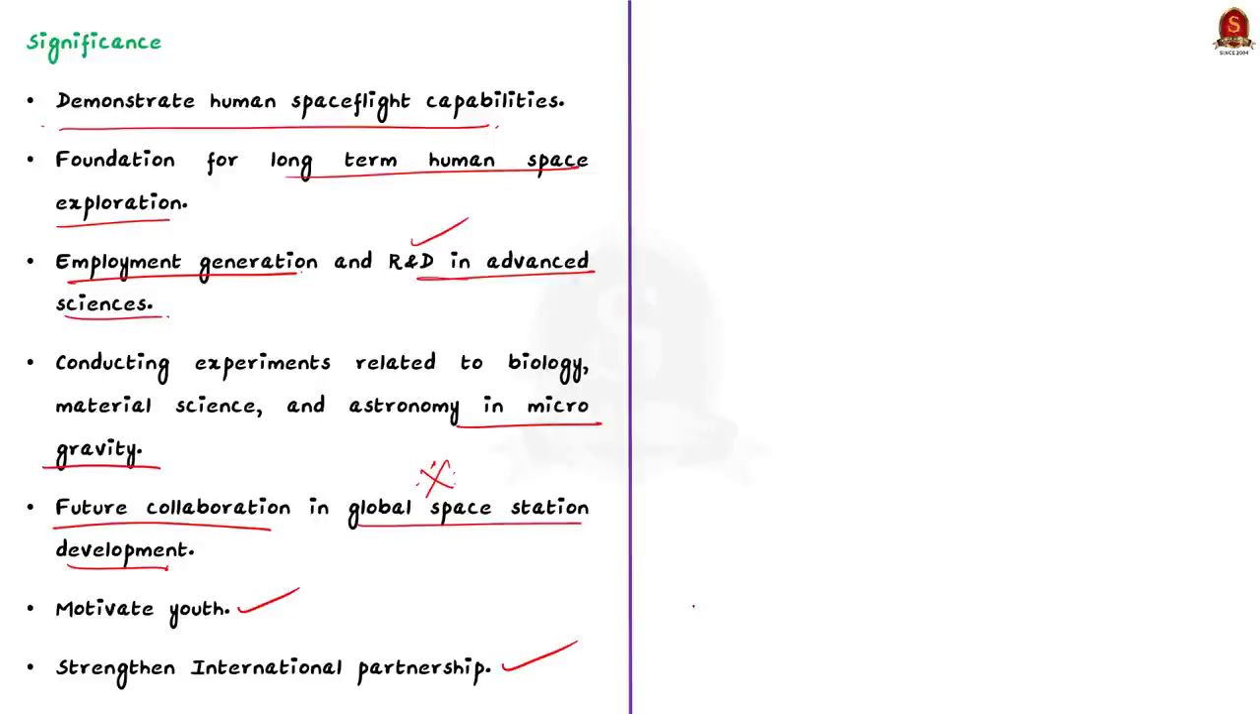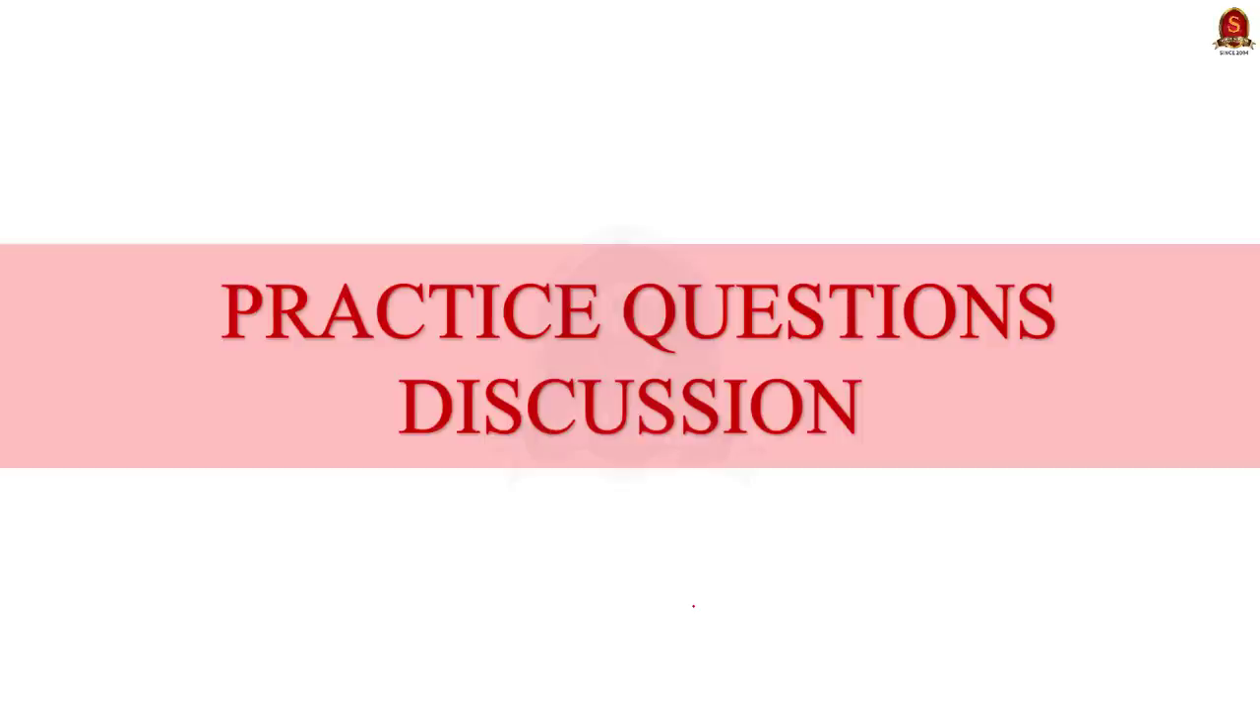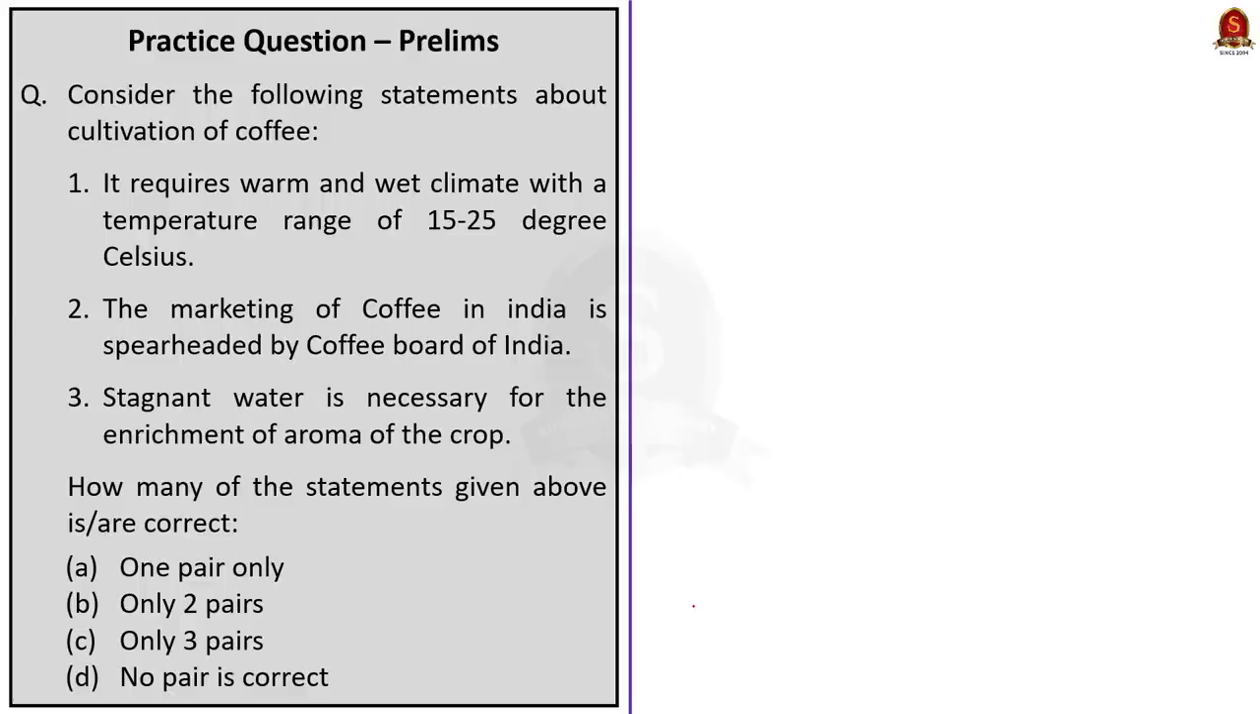Now let us move to the next topic. Now we have come to the prelims practice question discussion. Look at the first question. Consider the following statements about cultivation of coffee. Look at the first statement. It requires warm and wet climate with a temperature range of 15 to 25 degrees Celsius. Yes, this statement is correct.